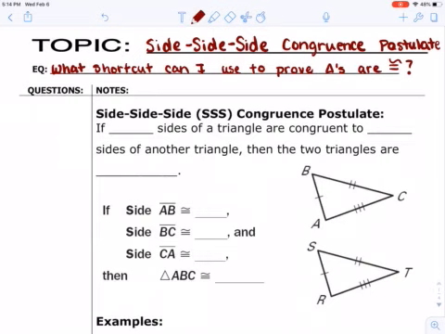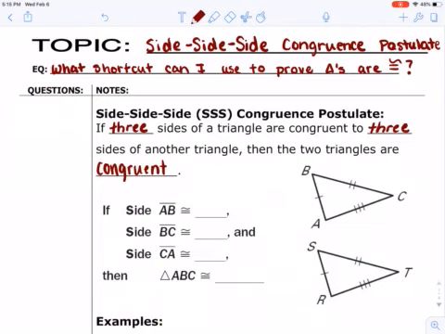The first one that we're going to talk about is this side congruence postulate. It says if 3 sides of a triangle are congruent to 3 sides of another triangle, then the 2 triangles are congruent. And I want you to recall that for figures to be congruent, that means all their sides and all their angles are congruent. And so here, just by looking at the sides, we can make a grand conclusion about the triangles.